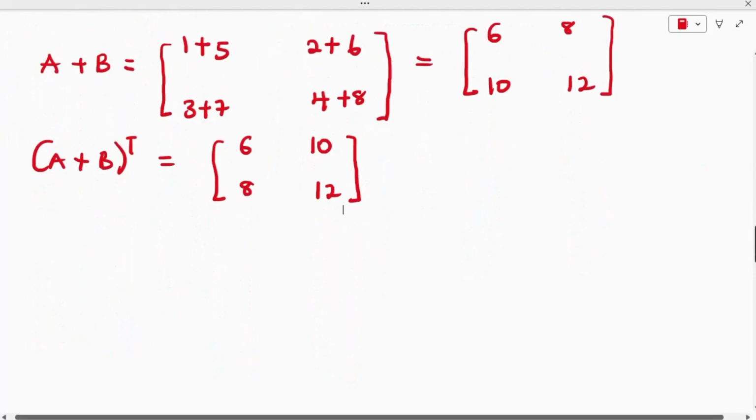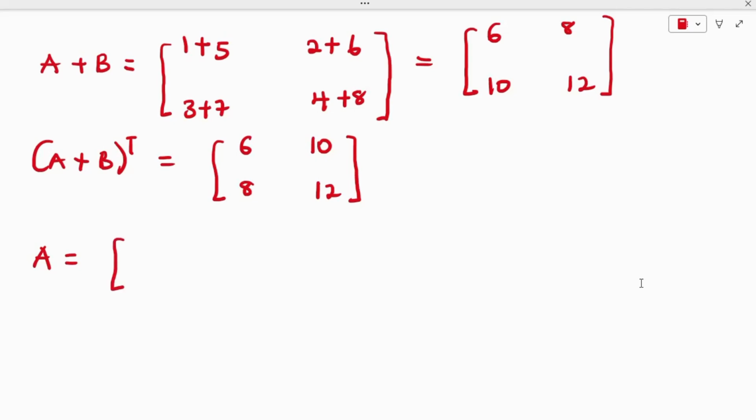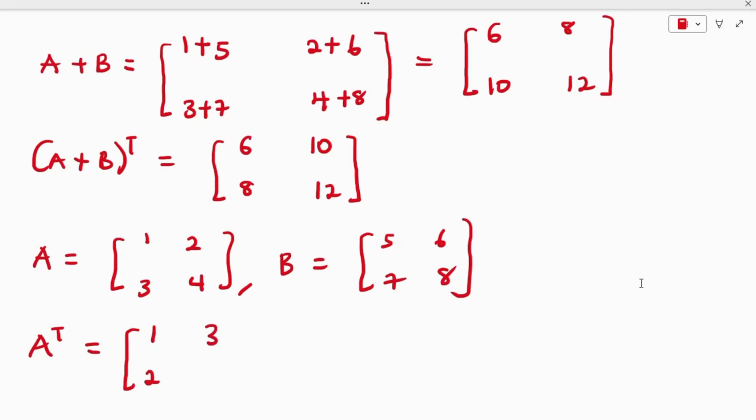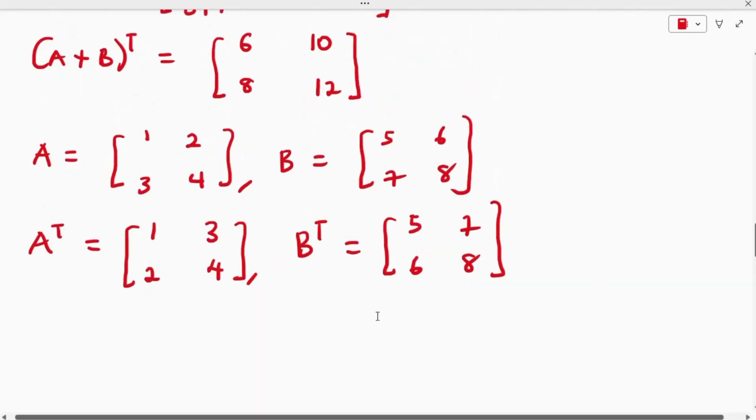So let's simply verify the right hand side. Verifying the right hand side, we have that the matrix A is given as 1, 2, 3, 4, and B is equal to 5, 6, 7, 8. Alright, so let's take the A transpose, interchanging the rows to be columns. We have 1, 2 for the second row 3, 4. Then the B transpose is going to give us 5, 6, 7, 8. Alright, so I've been able to get this.